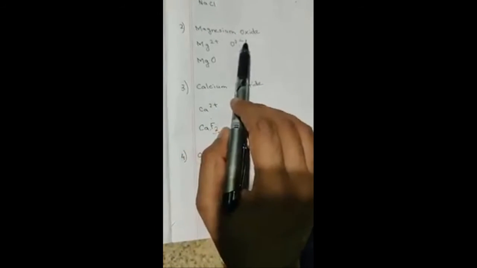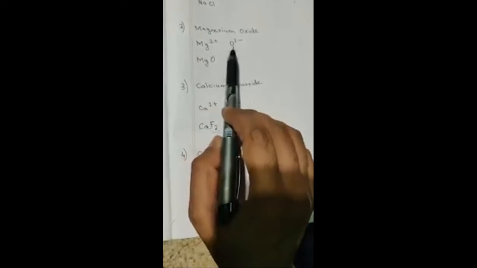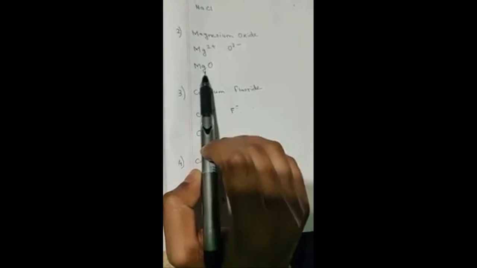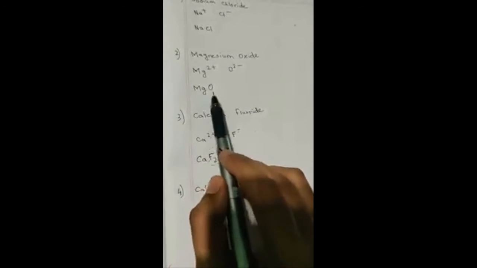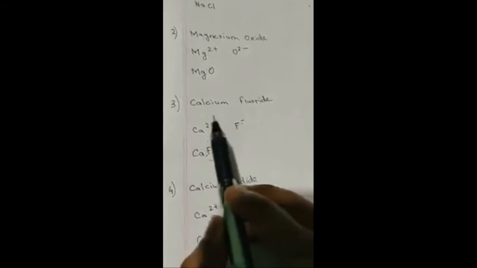Similarly, next one, magnesium oxide. Mg2+, and oxide is O2-. So the formula is MgO. Again, the charges are equal. 2 plus, 2 minus, so they can cancel out. So the formula remains 1 magnesium to 1 oxygen.